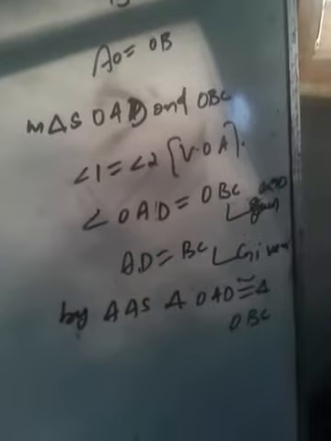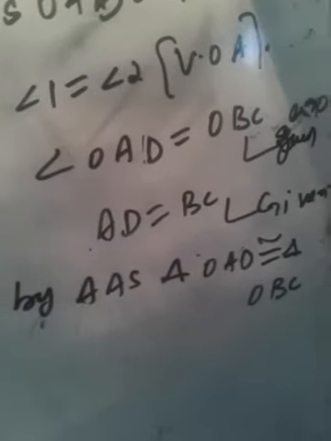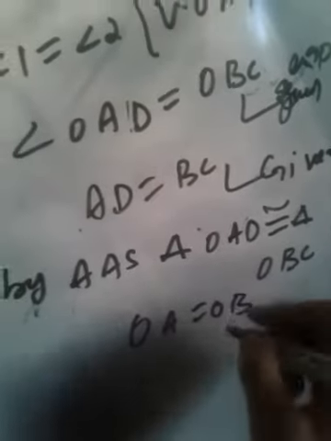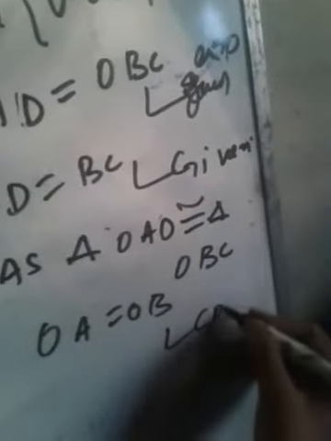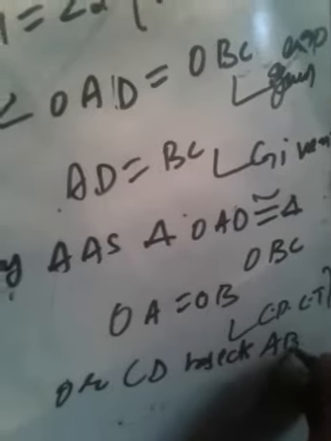What happens when triangles are congruent? Corresponding parts are equal. So we will write OA equals OB by CPCT. What does CPCT mean? Corresponding parts of congruent triangles. That was what we were supposed to prove. A very simple question.